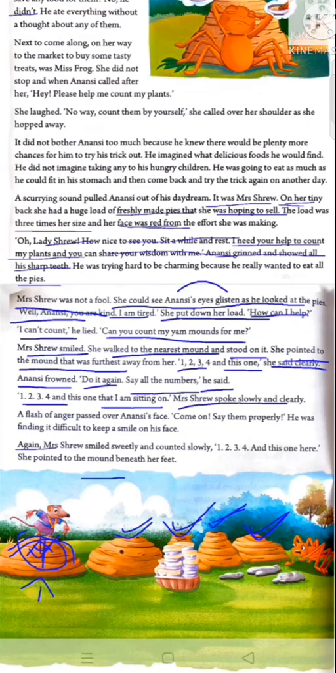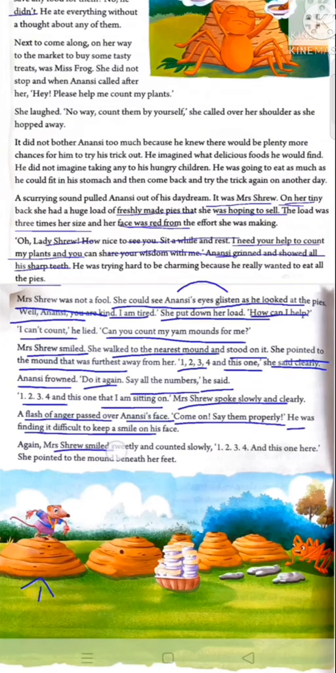A flash of anger passed over Anansi's face. Say them properly. He was finding it difficult to keep a smile on his face. So here we can see that Anansi was more angry. He was not able to put on a smiling face. Now he is saying, come on, say them properly, count them properly, say all the numbers clearly.